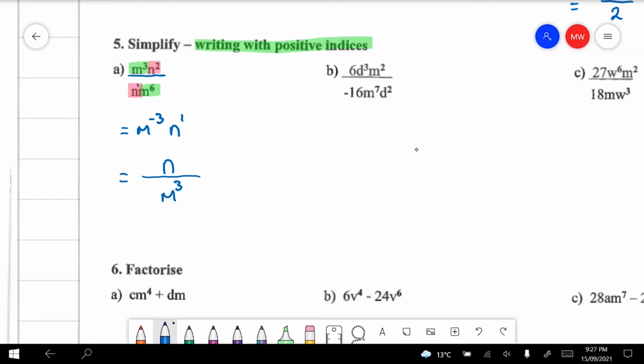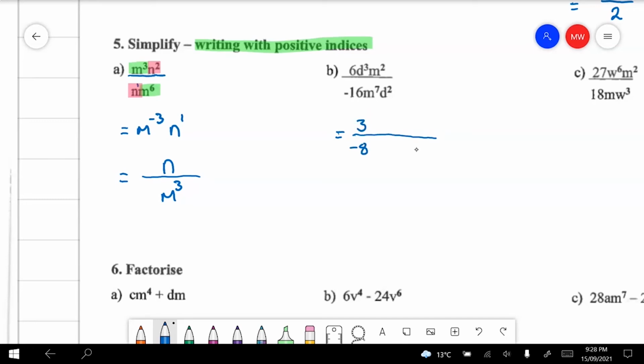Let's try the next one. We've got 6 divided by 1. That's not really going to change anything. Oh, sorry, 6 over 16, isn't it? So we can solve that fraction. Let's do the numbers first. We've got 6 divided by 16. That's going to be 3 over minus 8.